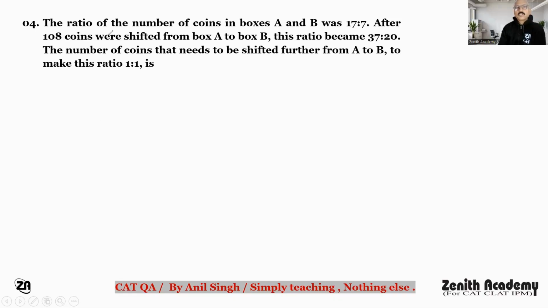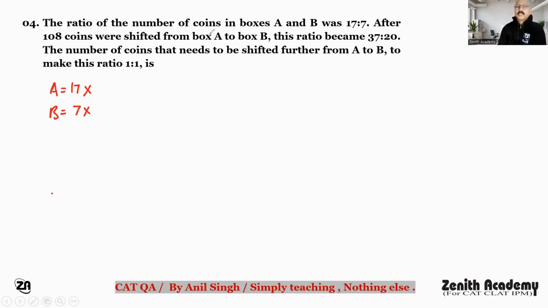Now the next question. The ratio of the number of coins in boxes A and B was 17:7. After 108 coins were shifted from box A to box B, this ratio became 37:20. The number of coins that need to be shifted further from A to B to make this ratio 1:1. So in box A there are 17x, and in box B let us take 7x.